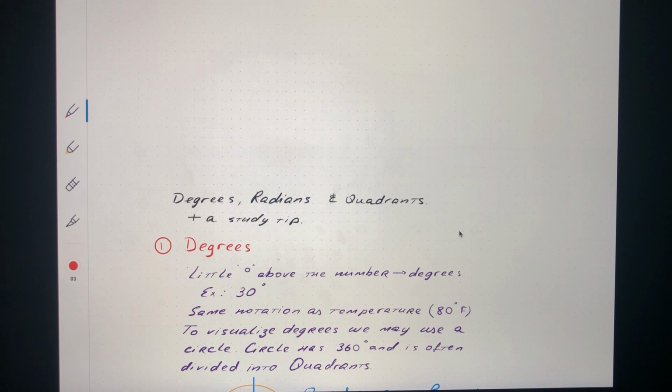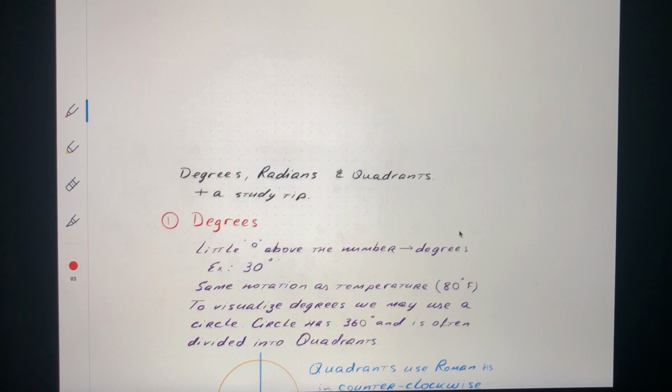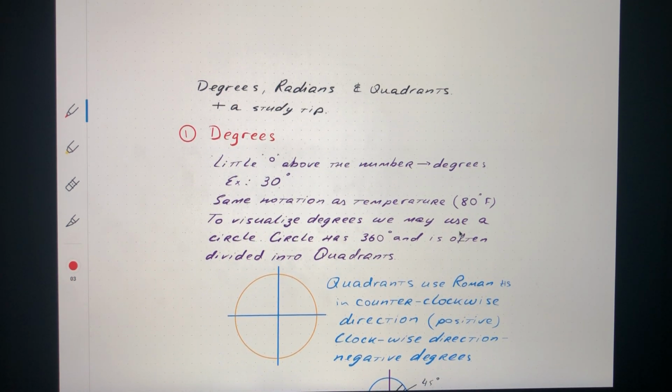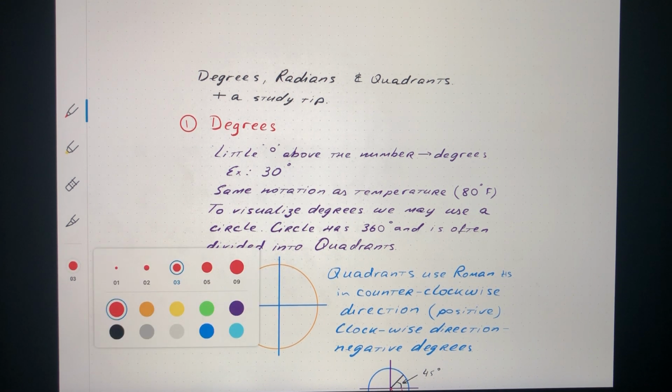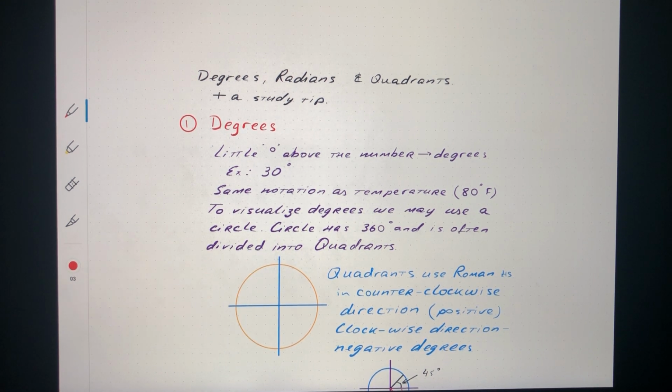To picture degrees, we may use a circle, because the circle has 360 degrees and is divided into four even parts, and the parts are called quadrants because there are four of them. Now, the quadrants are named using Roman numerals and they go counterclockwise. So this is the first quadrant, this is the second quadrant, the third, and the fourth.